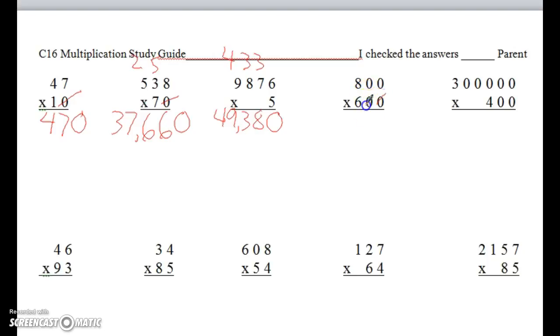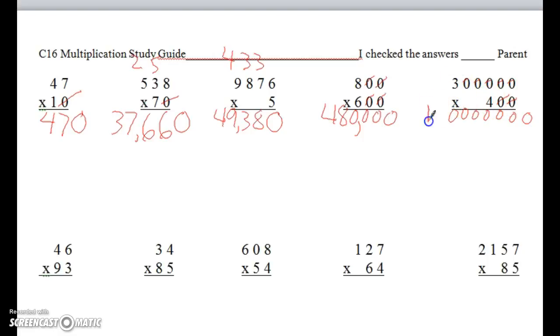I have zeros in the top and the bottom. I just count them all. 1, 2, 3, 4. So I got 4 zeros at the end, and 8 times 6 is all that's left. That's 48. My comma goes there. 480,000. 1, 2, 3, 4, 5, 6, 7 zeros.